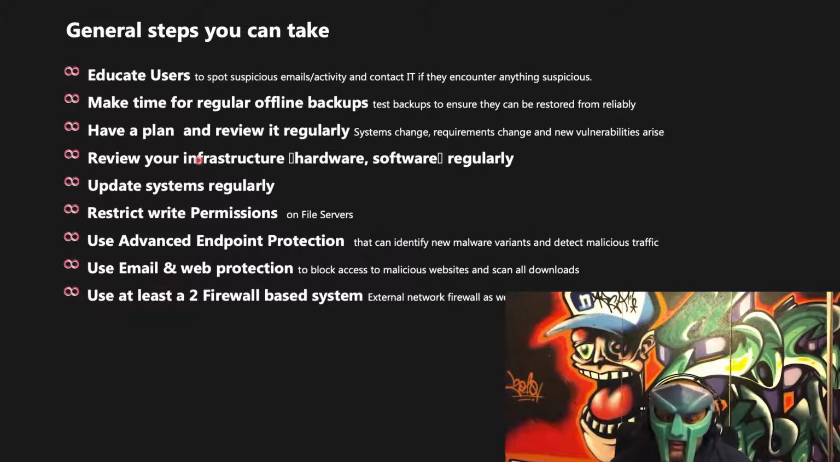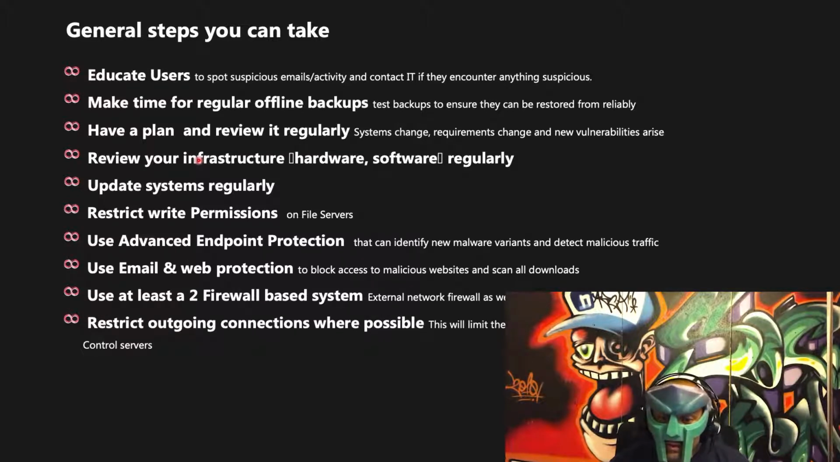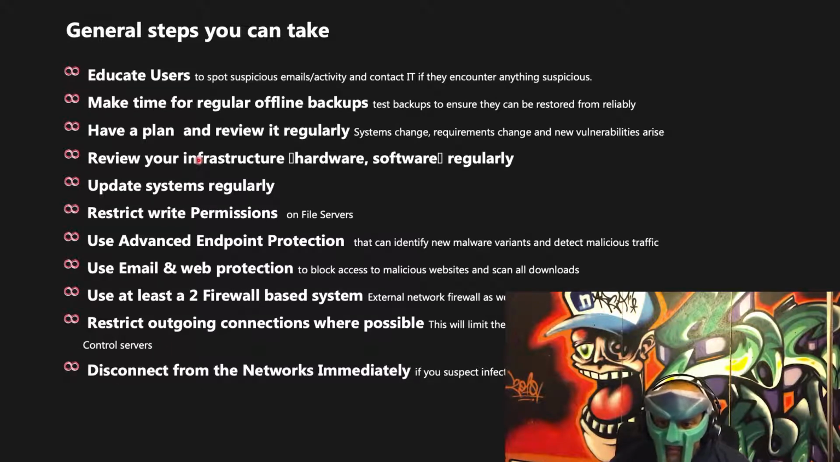You want to use at least a two firewall-based system. That allows you to protect against systems that may infect one and try to call the command and control server at home. You want to restrict outgoing connections where possible, part of the firewall plan. You want to disconnect from networks immediately if you suspect an infection. If one laptop gets infected and you rip it out of the wall, then it protects the other systems on your network from also being infected.